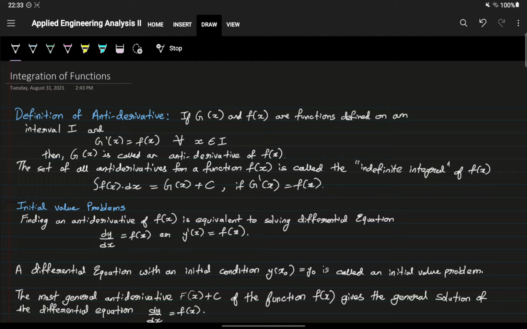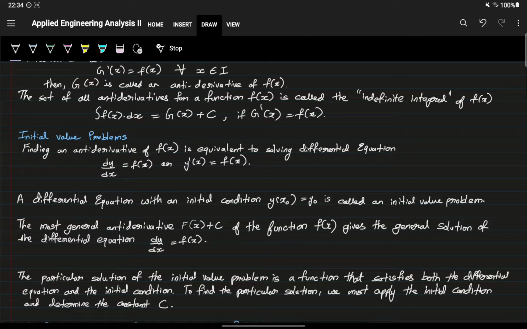If g(x) and f(x) are two functions defined on an interval I, and the derivative of g is equal to f for all x in the interval I, then g(x) is called an antiderivative of f(x). The set of all antiderivatives of a function f(x) is called the indefinite integral of f(x). The integral of f(x) with respect to x gives g(x) plus c if the derivative of g(x) is equal to f(x) and c is an arbitrary constant.